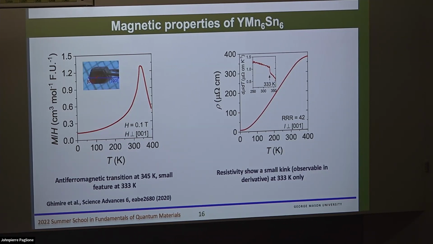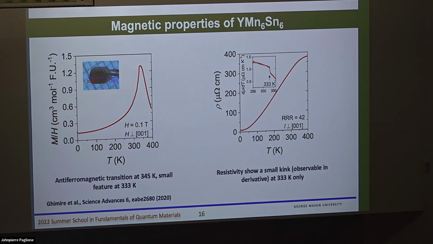But there was a small kink here, and it becomes visible in the derivative. So it's changed only at 330 Kelvin. What might have happened is that maybe in this system, there are a lot of fluctuations. So the fluctuations killed that kink feature here, but it still persisted here at 330 Kelvin. There are two transitions here in the system.